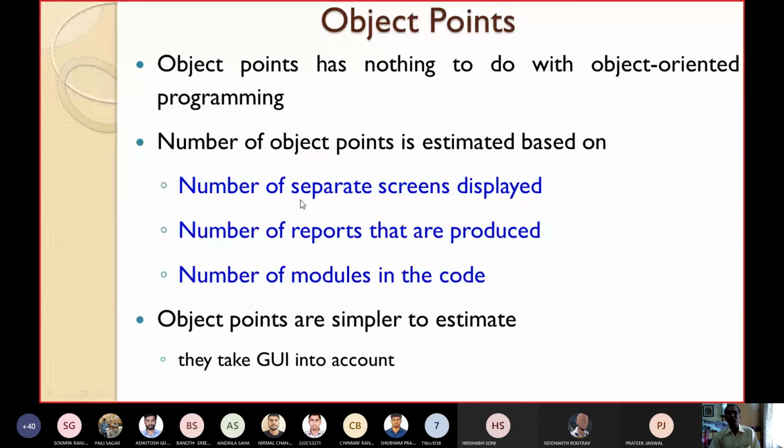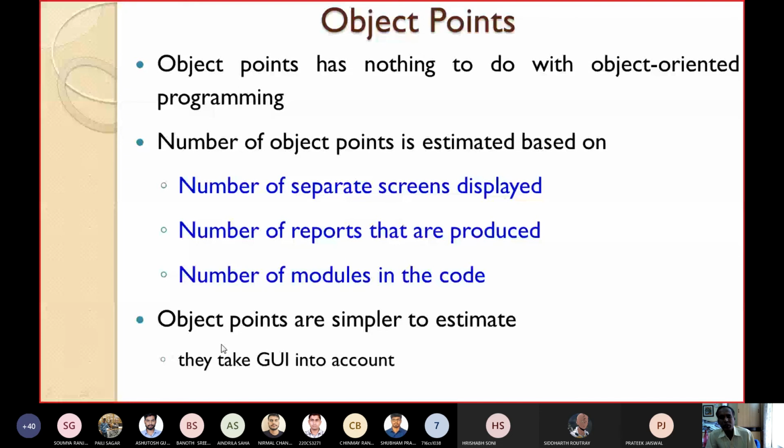Each one can be treated as one. So find out how many separate screens are displayed, how many reports are produced, how many modules are there in the code, and they will be counted as separate object points. So the number of object points is estimated based on the number of separate screens displayed, the number of reports produced as output, and the number of modules in the code. Then the object points are very much simpler to estimate.